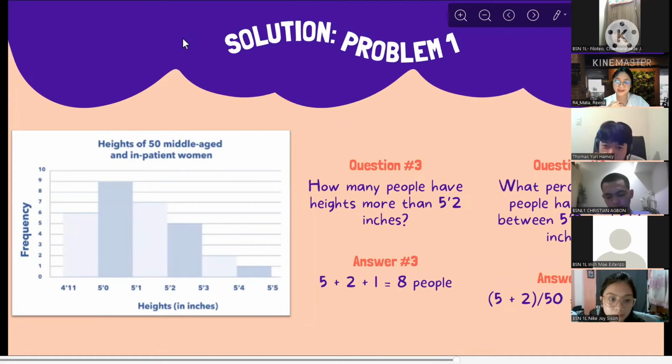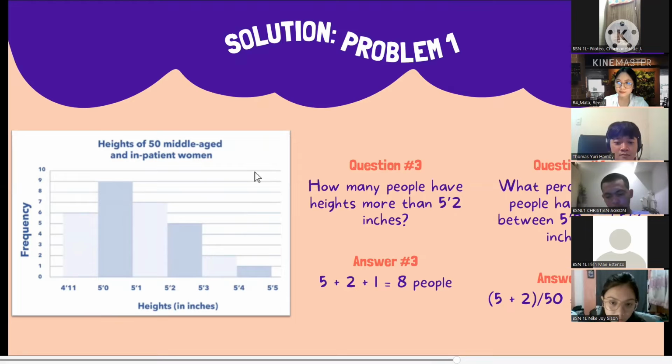The third question asks how many people have heights more than 5'2 inches. The heights more than 5'2 inches are 5'3", 5'4", and 5'5". For 5'3", we have 5 people. For 5'4", we have 2 people. And for 5'5", we have 1 person. Again, we need to add those 3 to come up with the answer. So the answer for question number 3: the people who have heights more than 5'2 inches are 8 people.